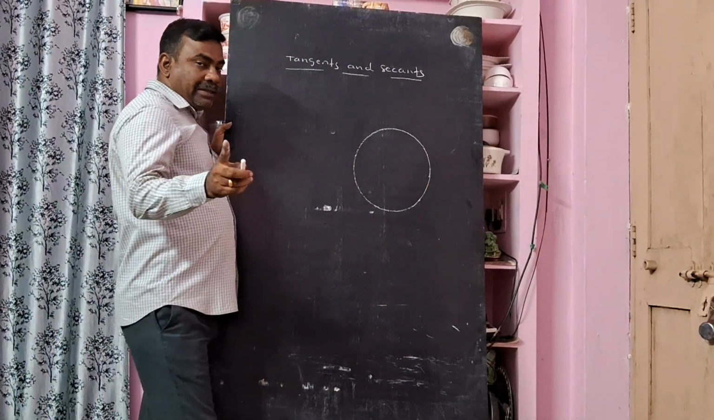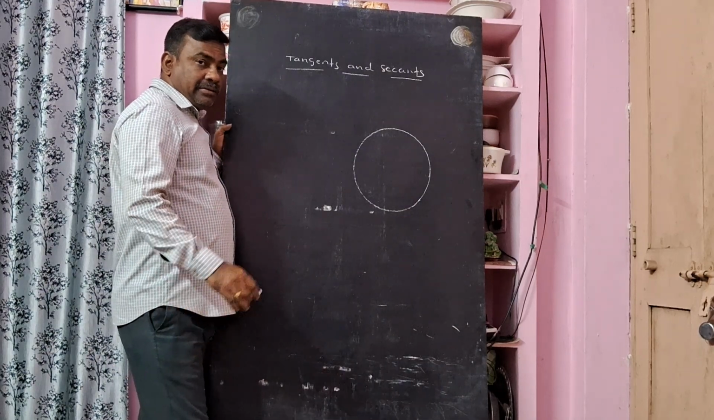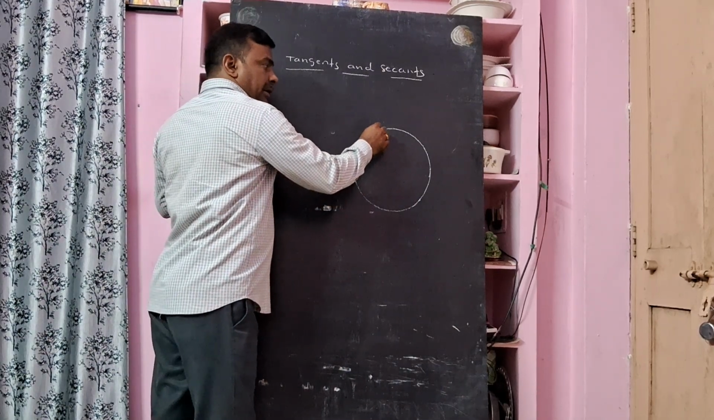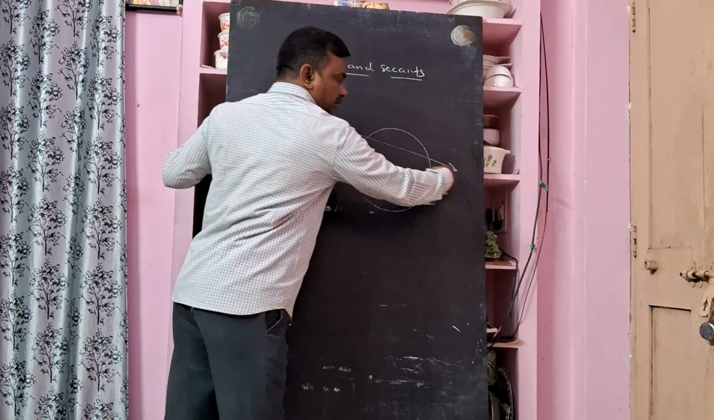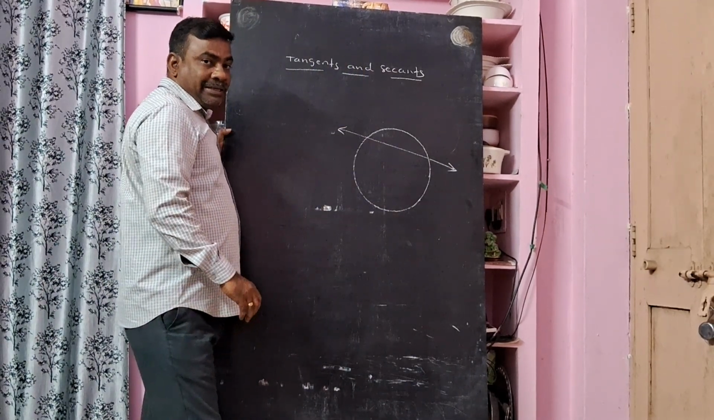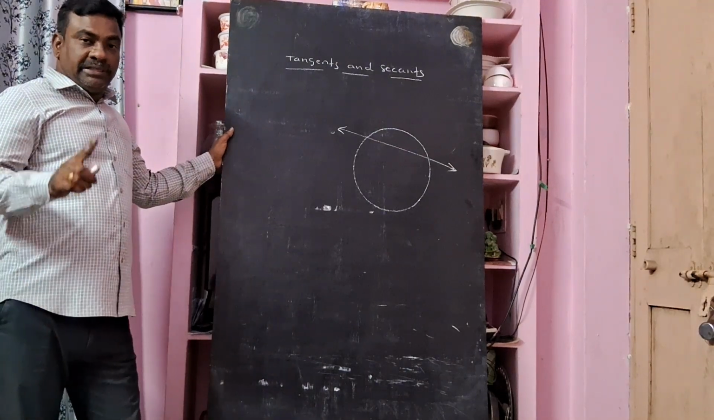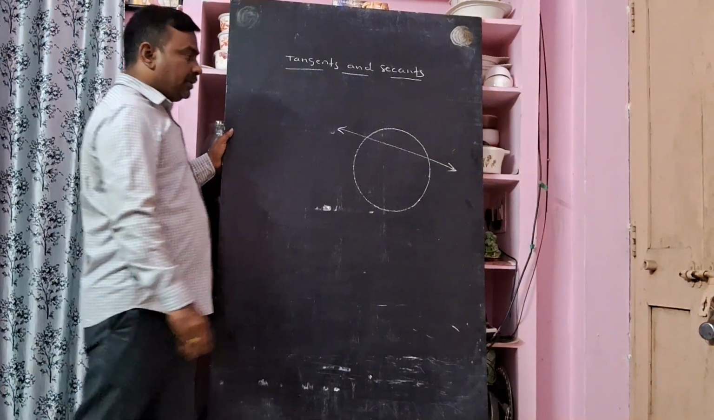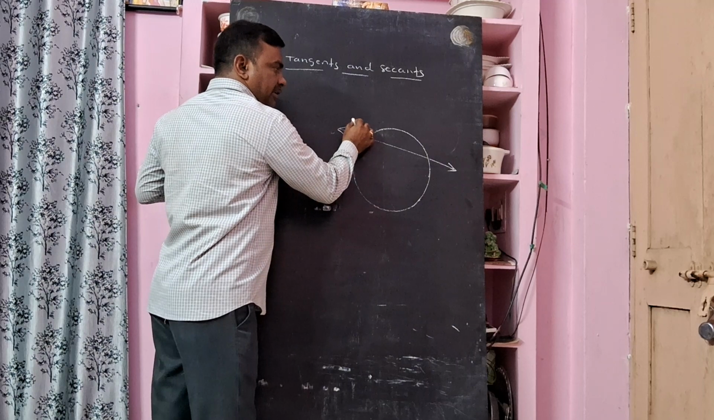A line intersects the circle at 2 points. This is the line intersecting the circle at 2 points. Then it is called a secant to a circle.